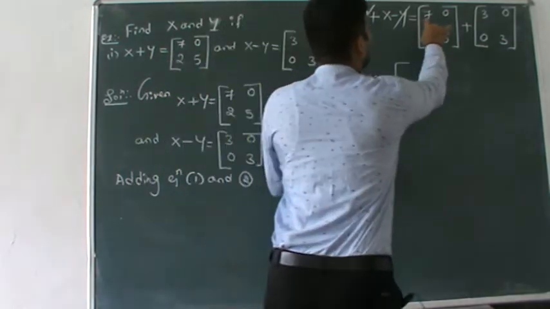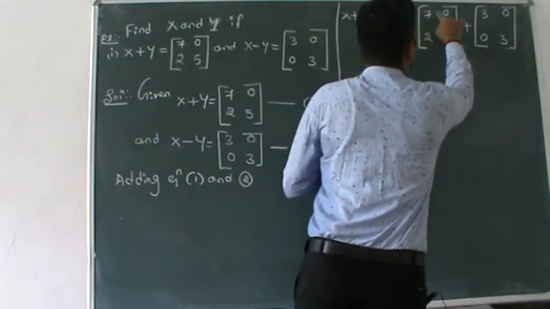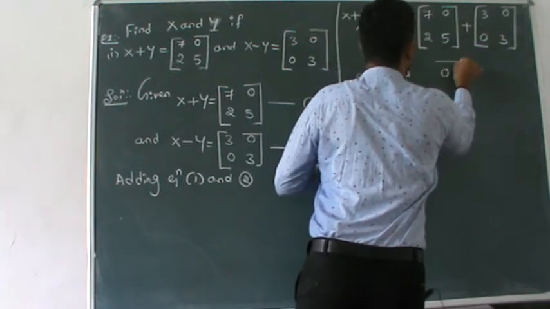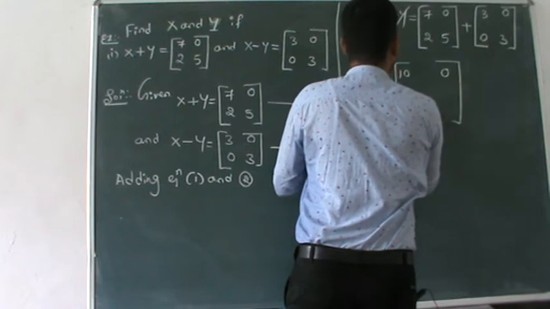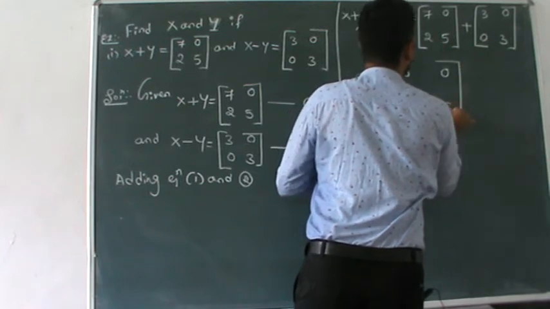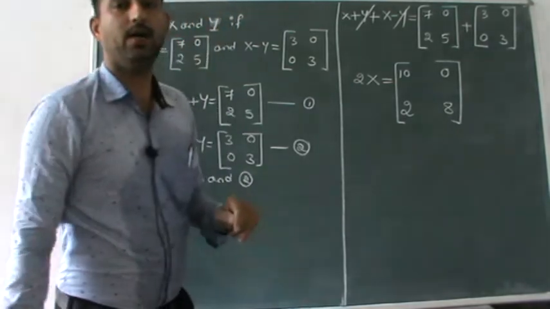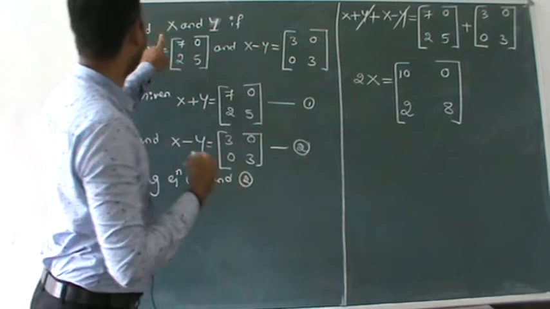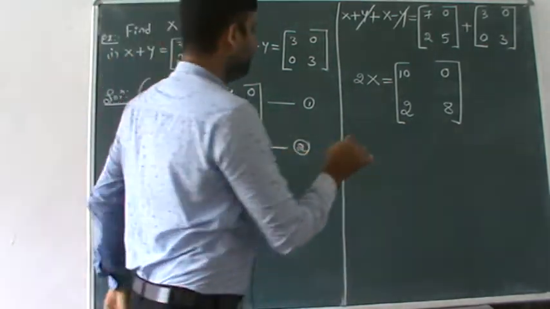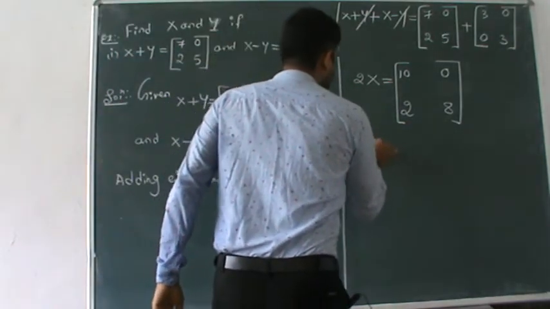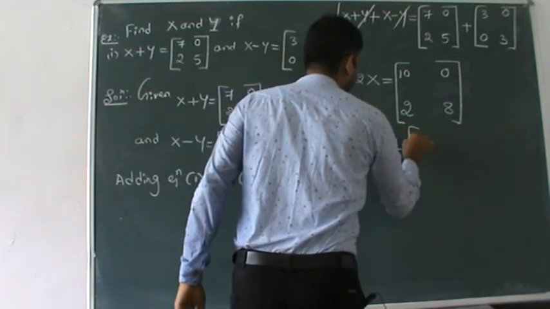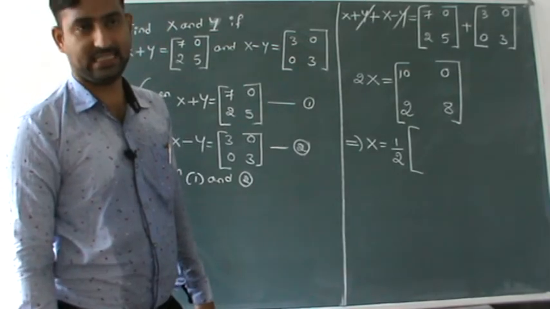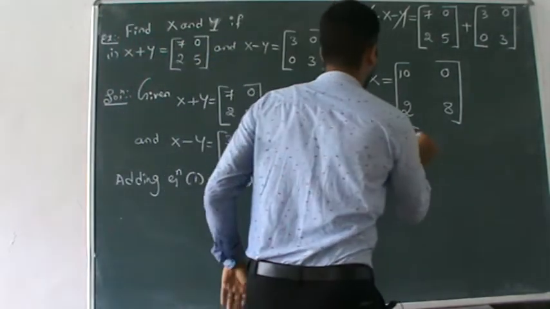After that, add the corresponding elements on the other side. 7 plus 3 becomes 10. 0 plus 0, as it is 0. 2 plus 0, which is 2. 5 plus 3, which is nothing but 8. Is that the result? No, it is not the result. Why? Because we have 2x on the left, so we take the 2 to the RHS.